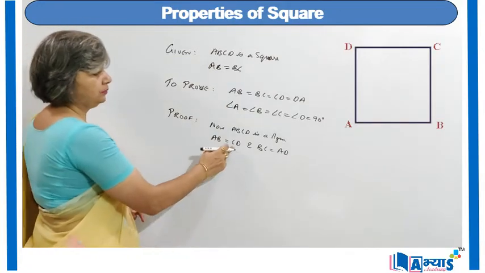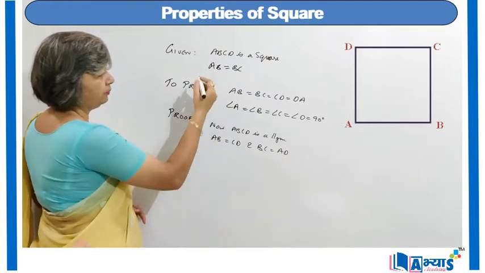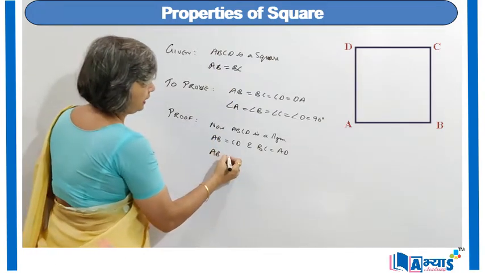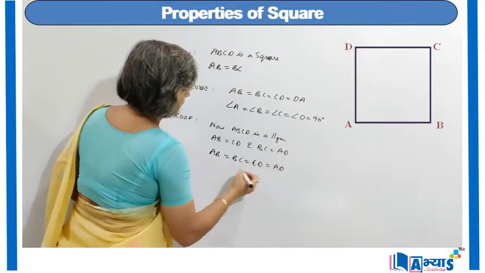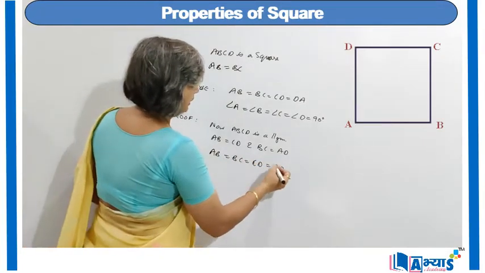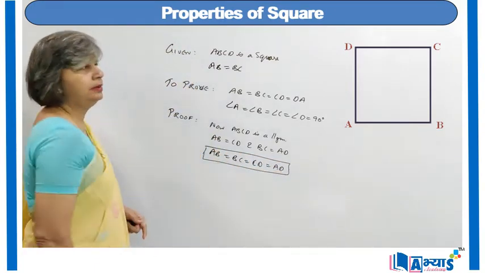Now AB is equal to CD, BC is equal to AD and AB is equal to BC. So from these statements we can say that AB is equal to BC is equal to CD is equal to AD. So hence the first part has been proved, that all the four sides of a square are equal.